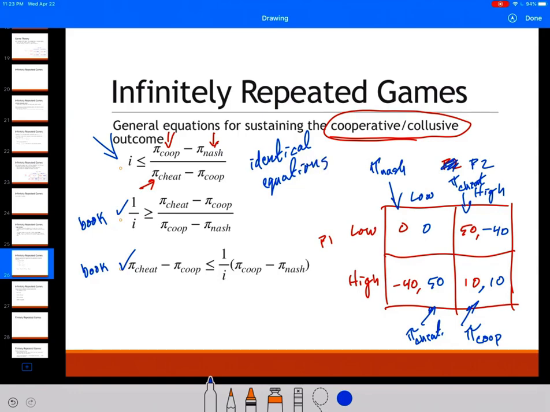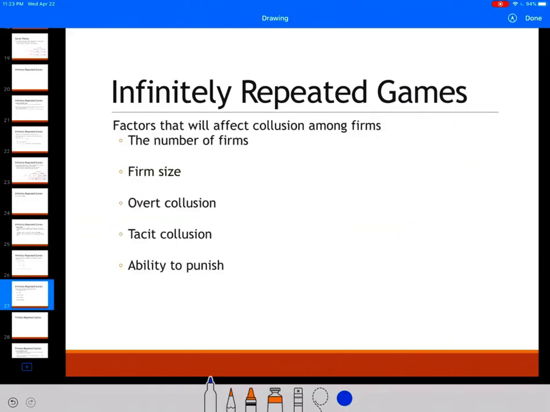Okay, now let's wrap up this video by talking about things that will affect firms' ability to collude. That is, to get together, be dastardly people, and try to act like a monopolist together. Now, the number of firms. If there are a few firms, then it is easier to collude.